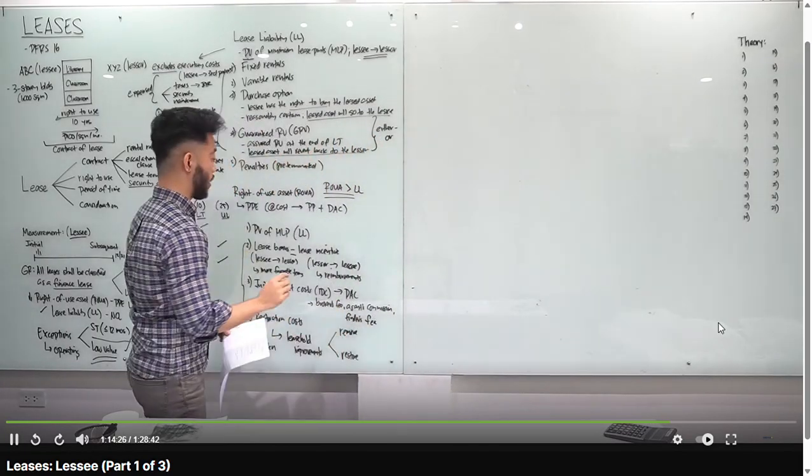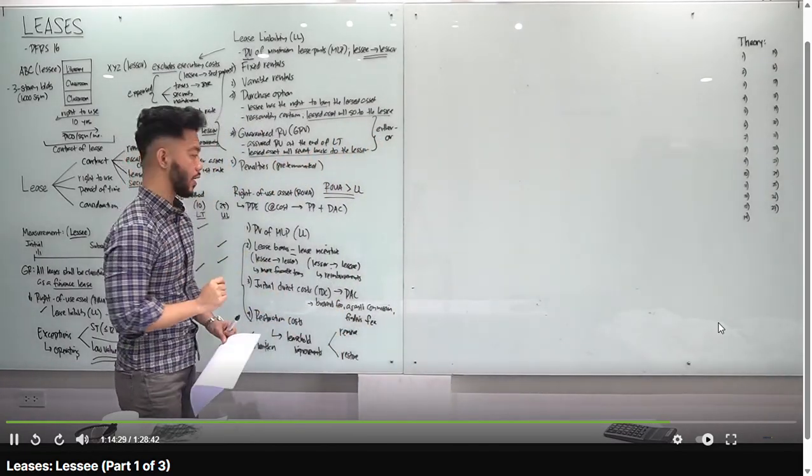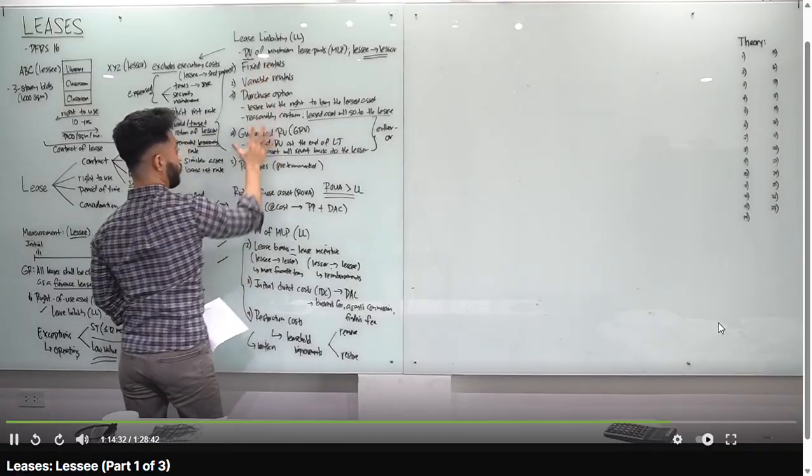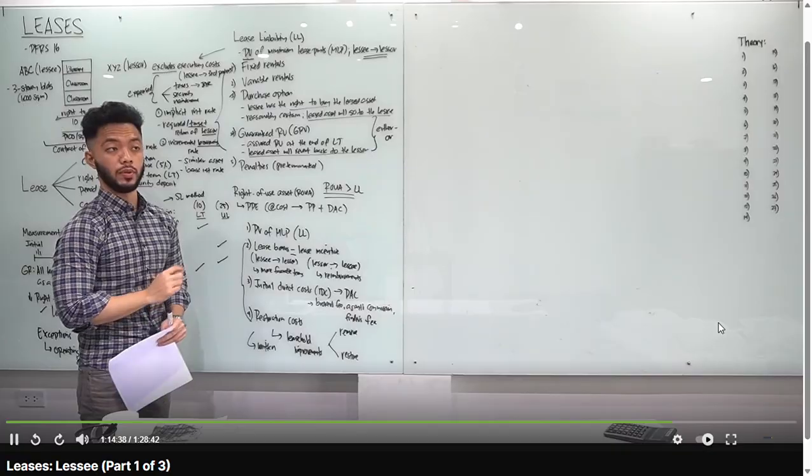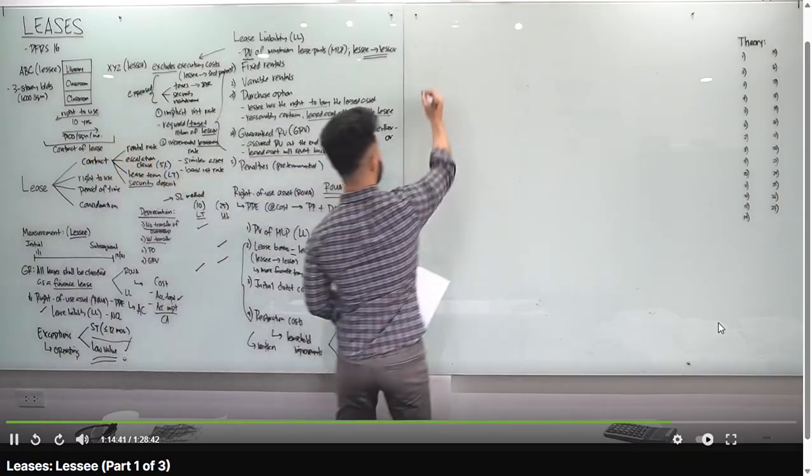And take note class na yung URV or unguaranteed residual value, wala siya dito sa in-enumerate natin. It means URV is not part of the present value of minimum lease payments. Hindi siya part of our lease liabilities. Okay? So, ganito mangyayari dyan.